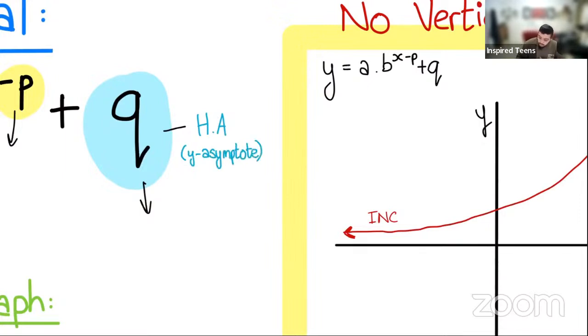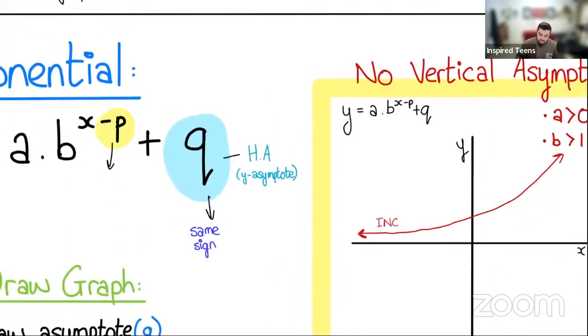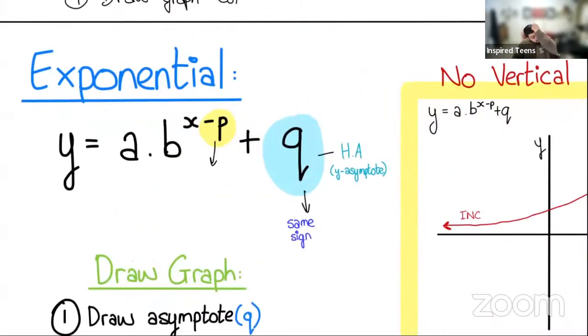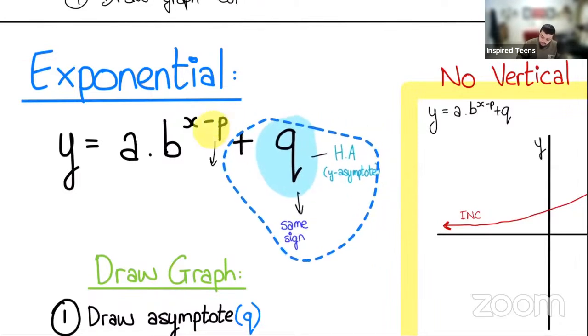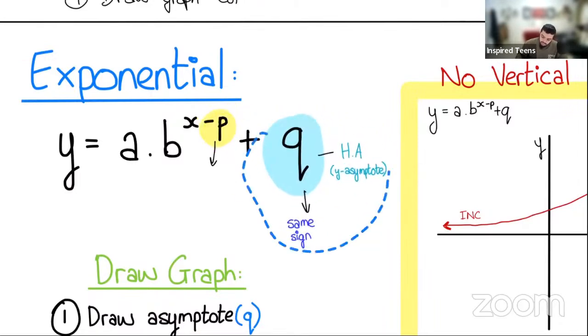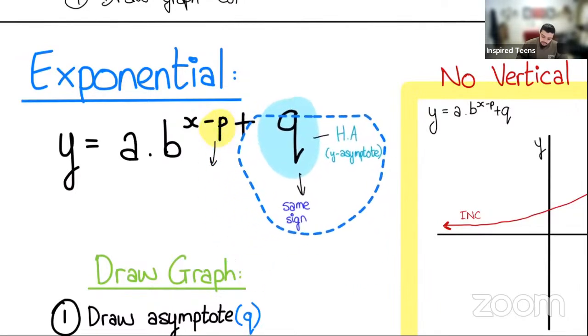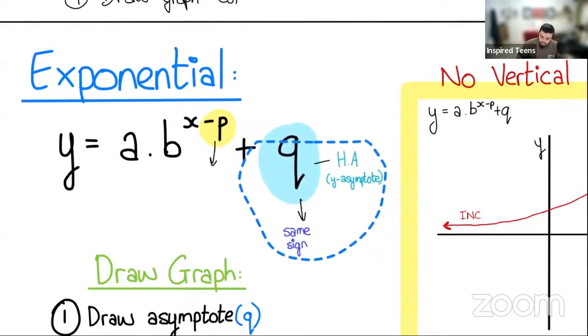A y asymptote, and it has the same sign in the equation and the same sign in the graph. So we only have one asymptote in an exponential function, and it is a horizontal asymptote, and it has the same sign. Please note, this is detached from the b term. It is on its own. It's not up there. Don't confuse it. It's on its own. So yes, that's that.